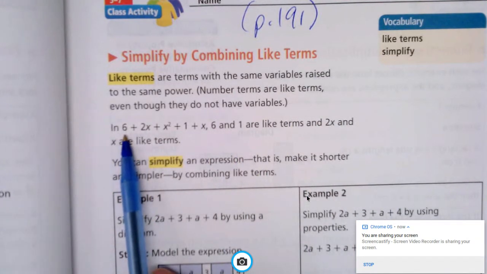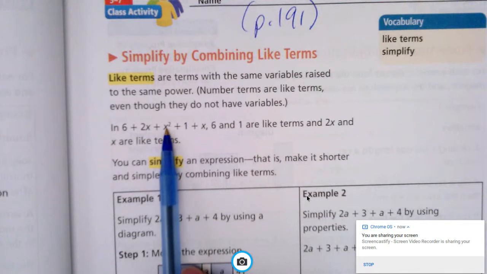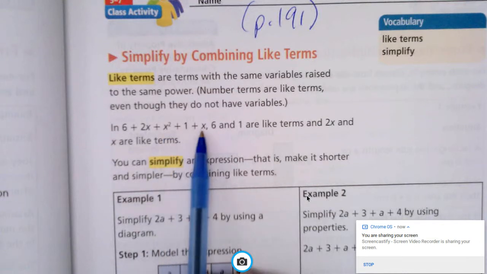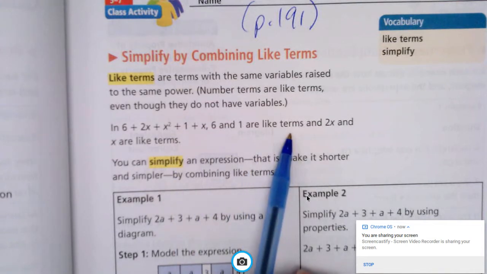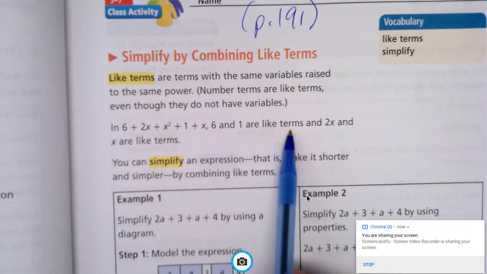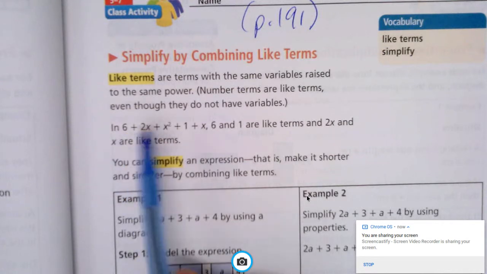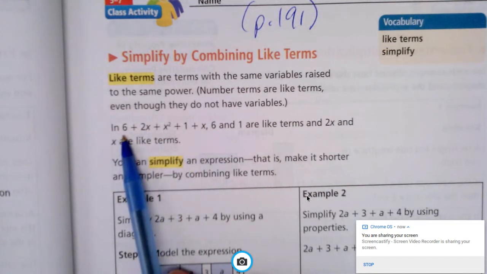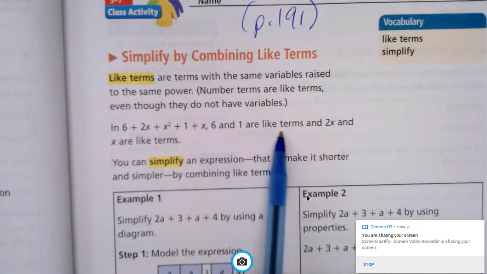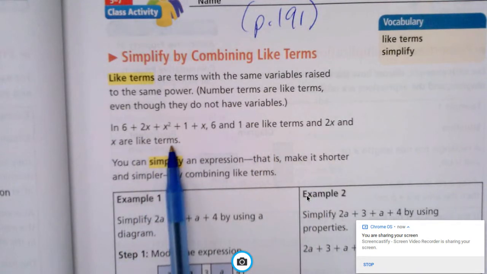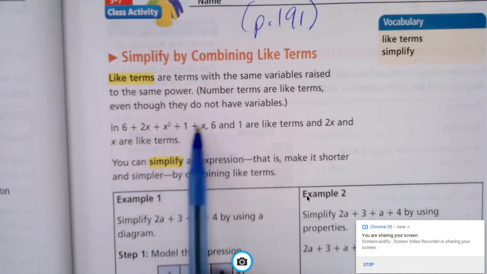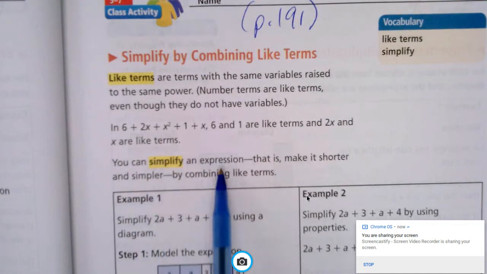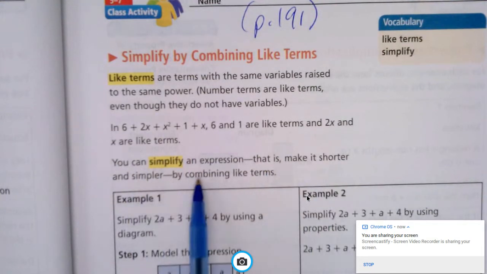So here's an example. In 6 plus 2x plus x raised to the second power plus 1 plus x, 6 and 1 are like terms. I guess because they're just numbers by themselves, a 6 and a 1. And the 2x and the x are like terms, so that's involving the x. You can simplify an expression, that is, make it shorter and simpler, by combining like terms.